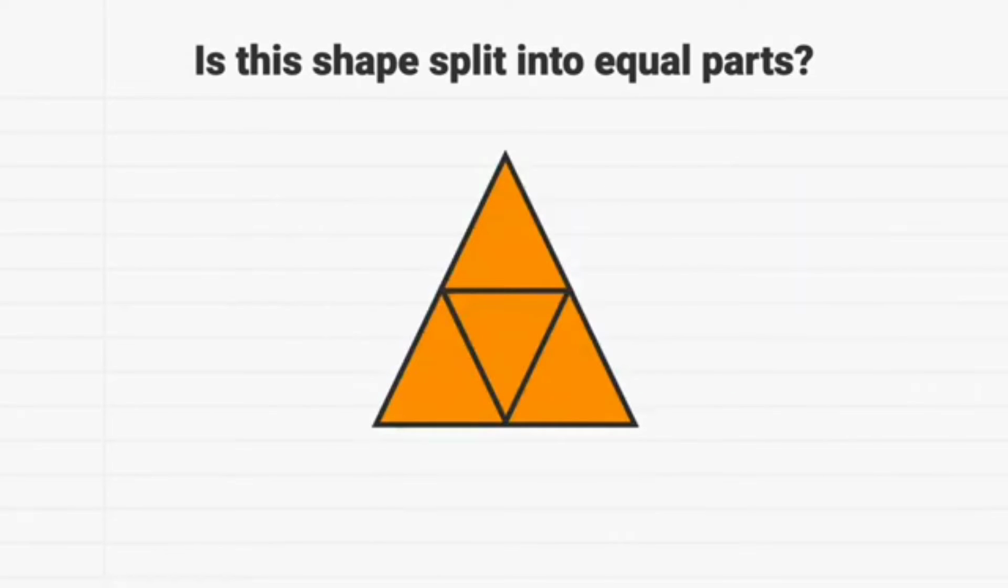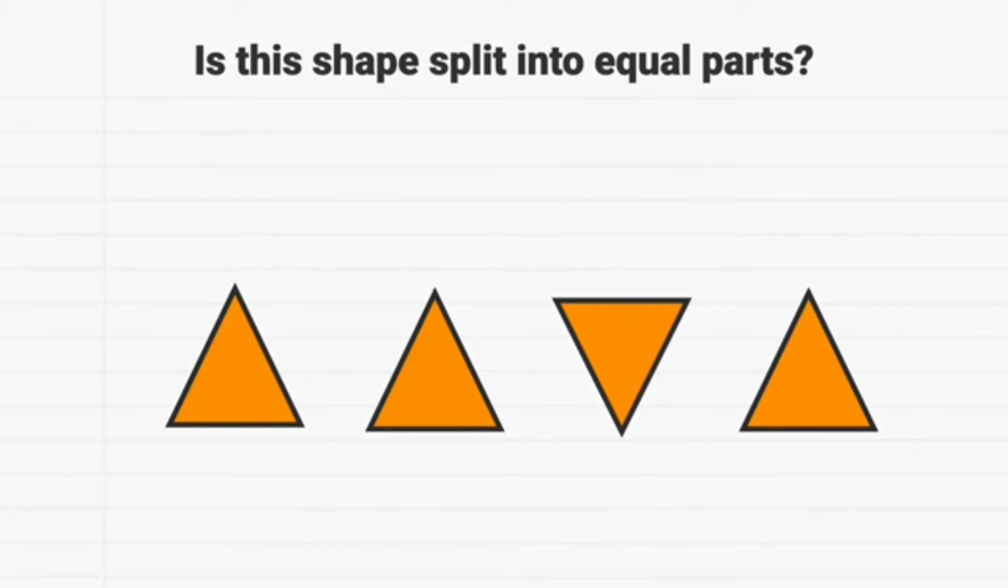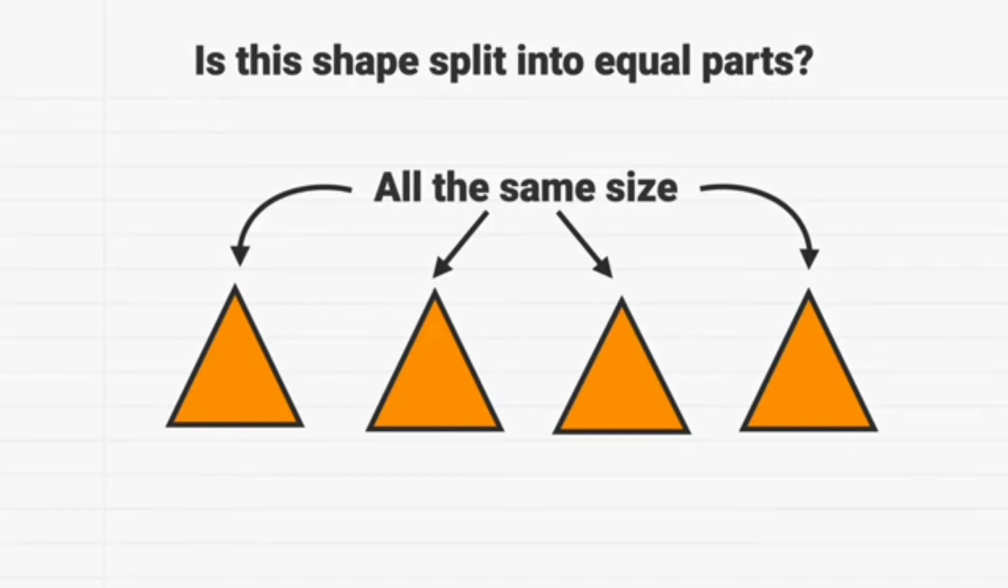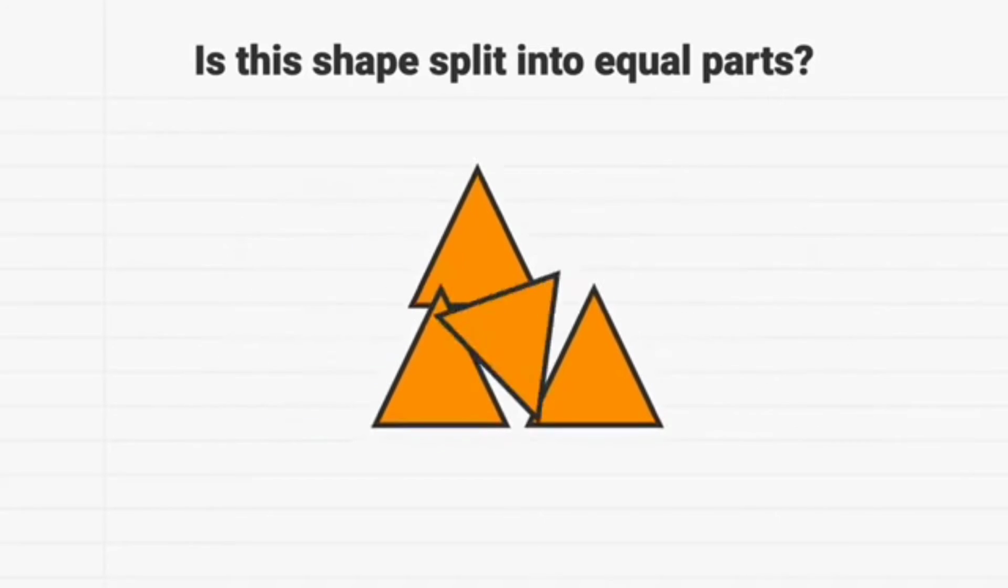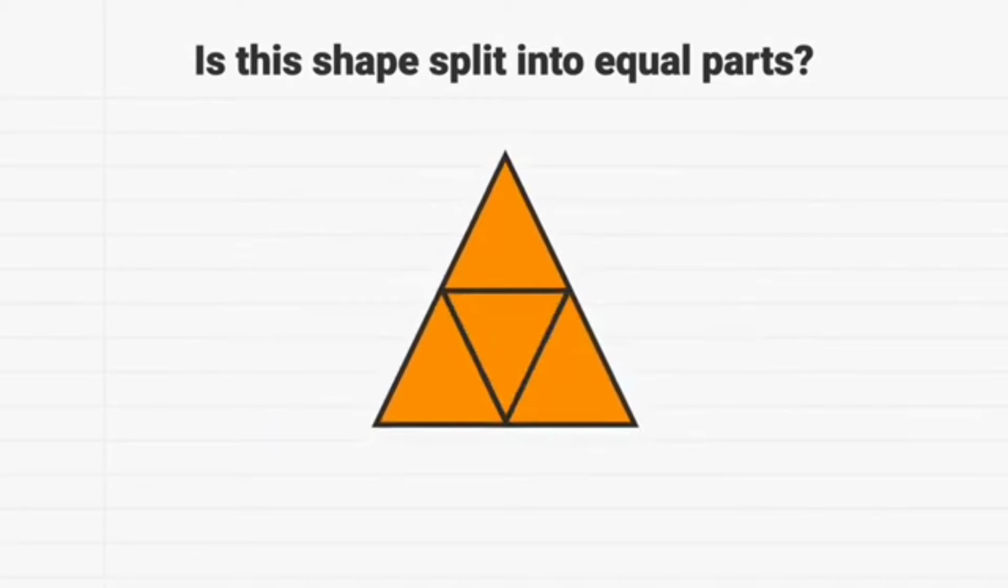split into equal parts. If we take a look at this triangle and split it up into its different parts, you might notice this one is pointing in a different direction, but if we just turn it around, we can see that all of these parts are the same size. Therefore, the shape is split into equal parts. We can say this triangle is split into 4 equal parts.